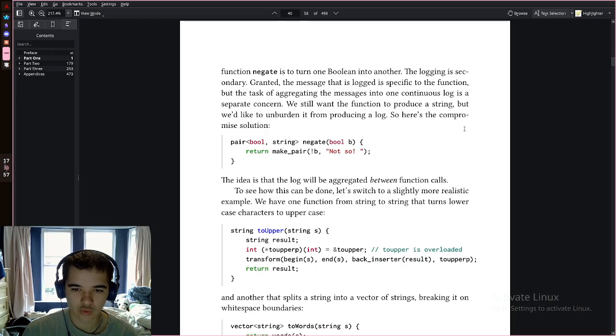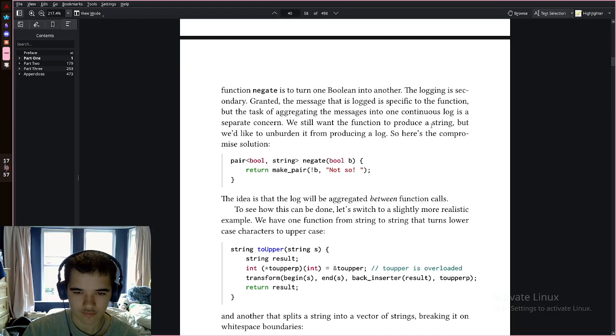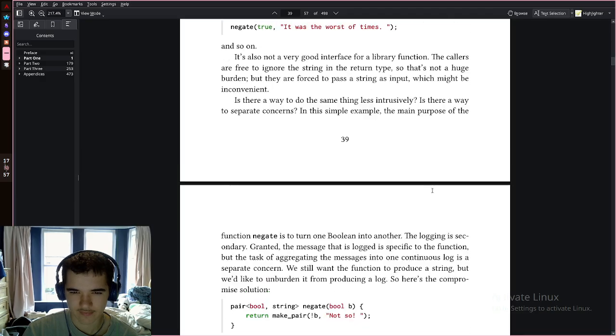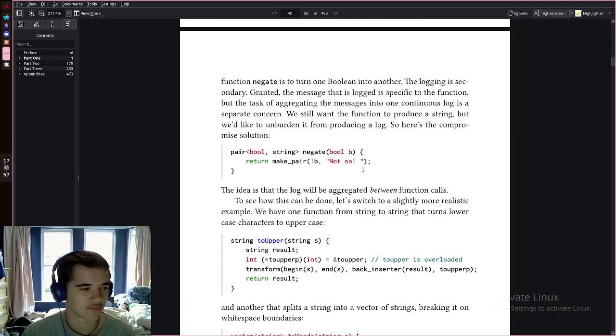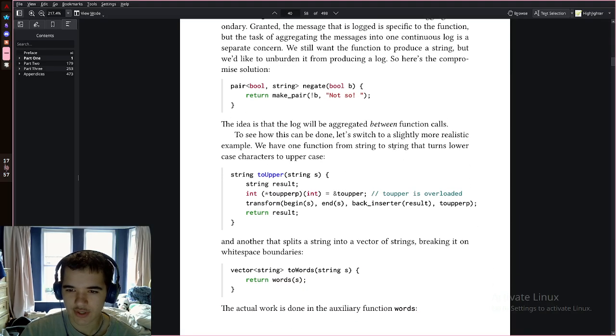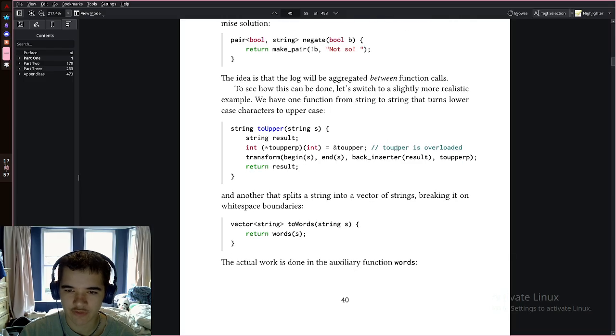The idea is that the log will be aggregated between function calls. To see how this can be done, let's switch to a slightly more realistic example. We have one function from string to string that turns lowercase characters to uppercase.